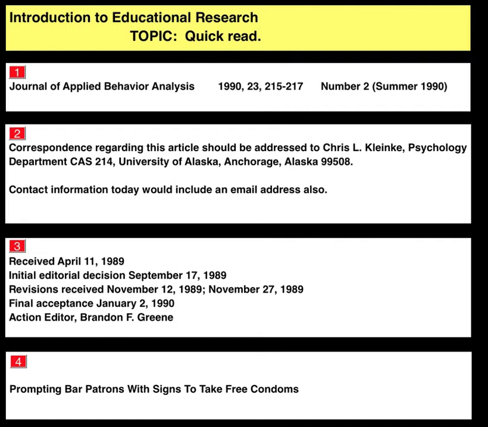Okay, so the initial editorial decision was made in September. The article was received in April of 1989, and the initial editorial decision was made in September. So it was sent out, and it took from April to September for the experts to make their decision and get back. And then obviously there were some revisions needed, because it says revisions received November 12th in 1989, and then revisions again on November 27th in 1989.